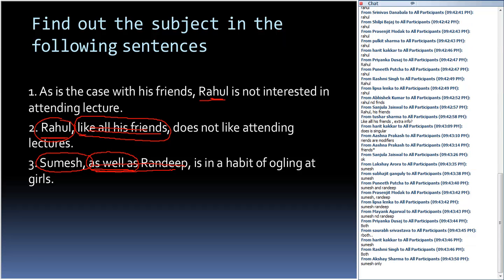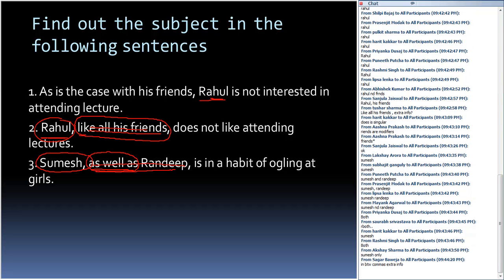Okay, I will tell you about all these rules. ये सारे rules अभी मैं आपको बताऊंगा. Whenever you have sentences जिसमें ये हो like all his friends as well as तो फिर क्या होता है subject क्या होता है I'll tell you. I just wanted to see whether you already know about it or not. So in number three there is only one subject, that is Sumesh. Sagar, you are saying that anything in between commas is extra information. Yes, that is another way of looking at it. Yes, you are right.